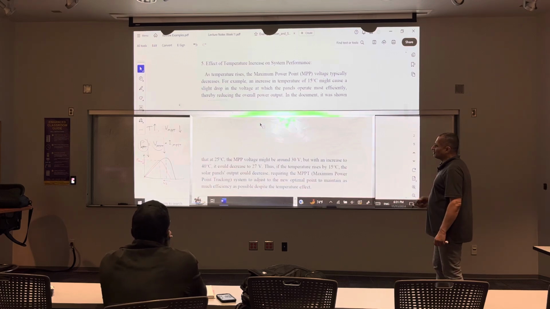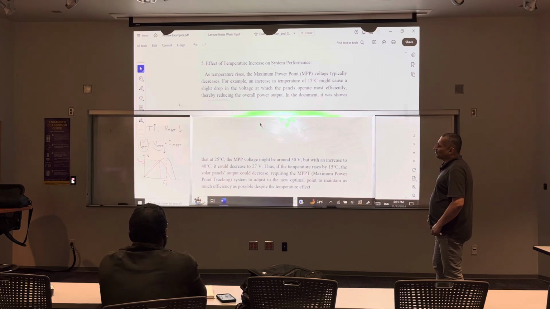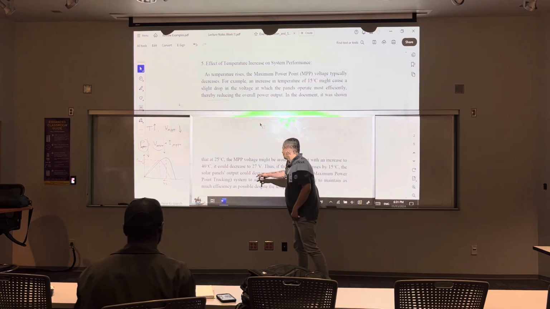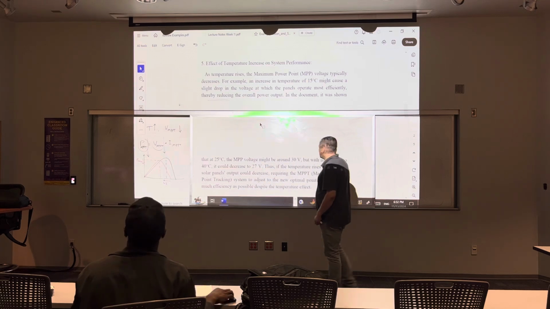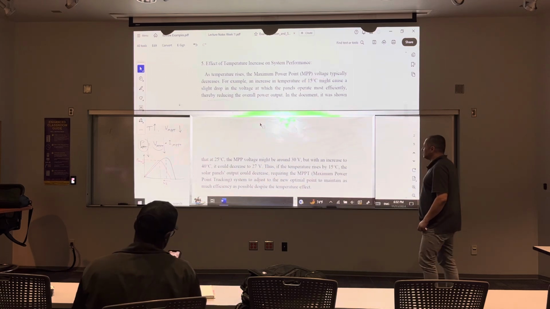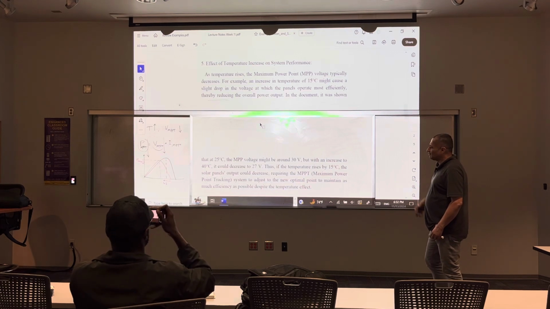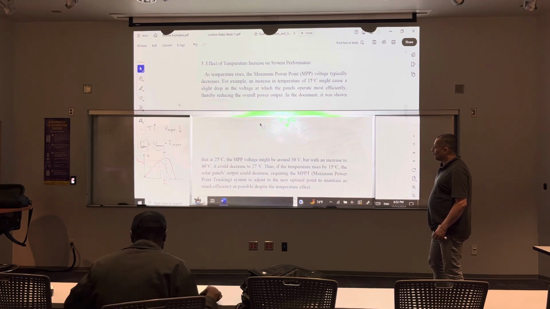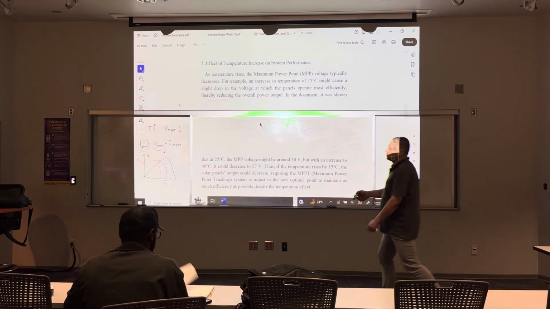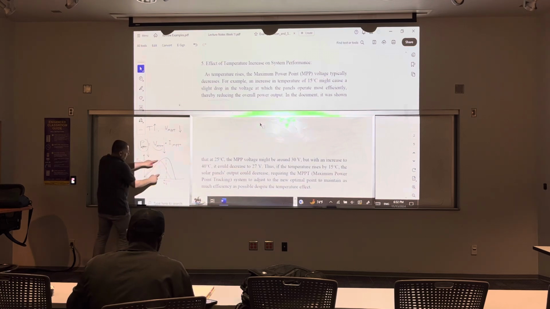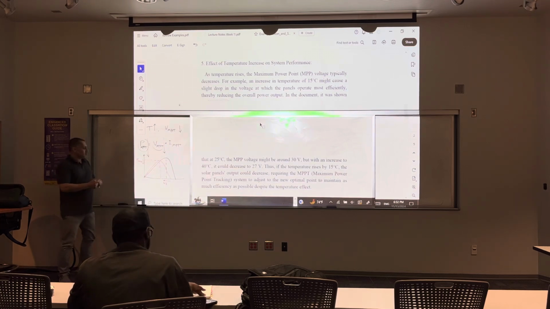For example, the MPPT voltage may be around 30 volt, but when the temperature increases to 40 degrees, it could decrease to 27 volt. This is when the temperature rises by 15 degrees. The solar panel output could decrease, requiring the MPPT max power point tracking system to adjust to a new optimal point. This is the new optimal, a new curve.